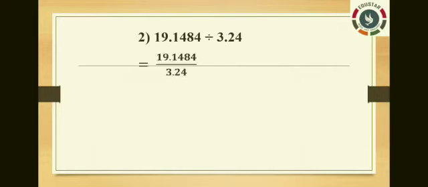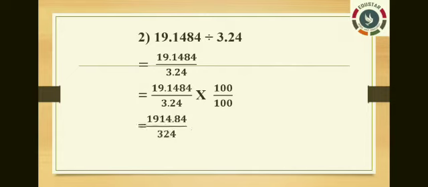19.1484 divided by 3.24. The divisor has a decimal point, so first remove the decimal point. Multiplying by 100 lets us easily remove the decimal point. So multiply the numerator and denominator by 100. After multiplying, we get the answer.